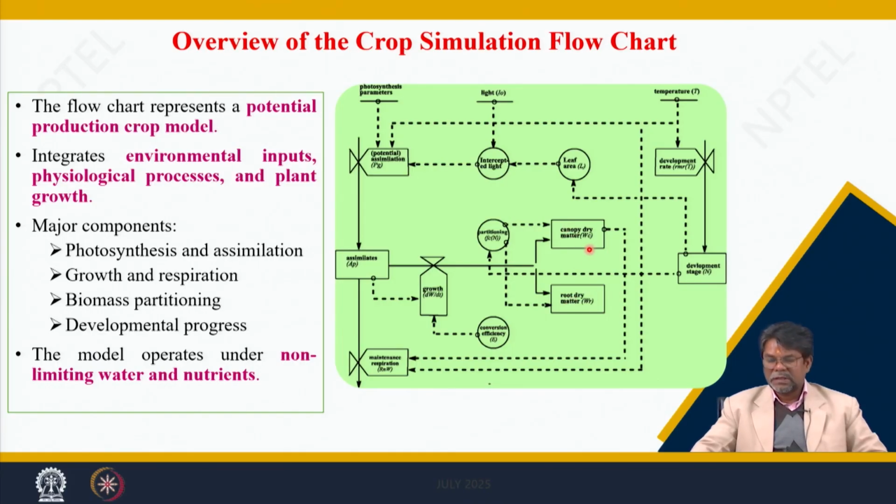So, in this model there are 3 state variables mainly: the canopy dry matter, root dry matter, and the developmental stage. And these are the rate variables: potential assimilation rate, maintenance respiration rate, growth rate, and the developmental rate. So, these are the symbols, and you can also find some dotted lines and some continuous bold lines. As you see in the model, the dotted line represents the pathway for information flow, and the solid line the pathway for material flow.